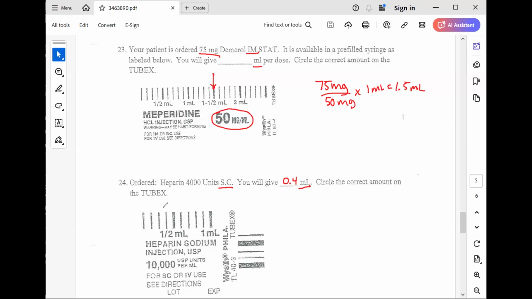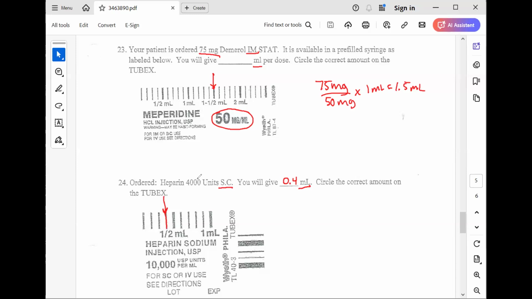So before I mark here, which is what it is supposed to be, I'm just going to make sure. So this is 0.5, 0.6, 0.7, 0.8, 0.9, 1. So we know that they're in 0.1 milliliter increments. So my 0.4 ml is going to be right here, right on this line. So 0.4 ml. So just make sure you're marking that line there.